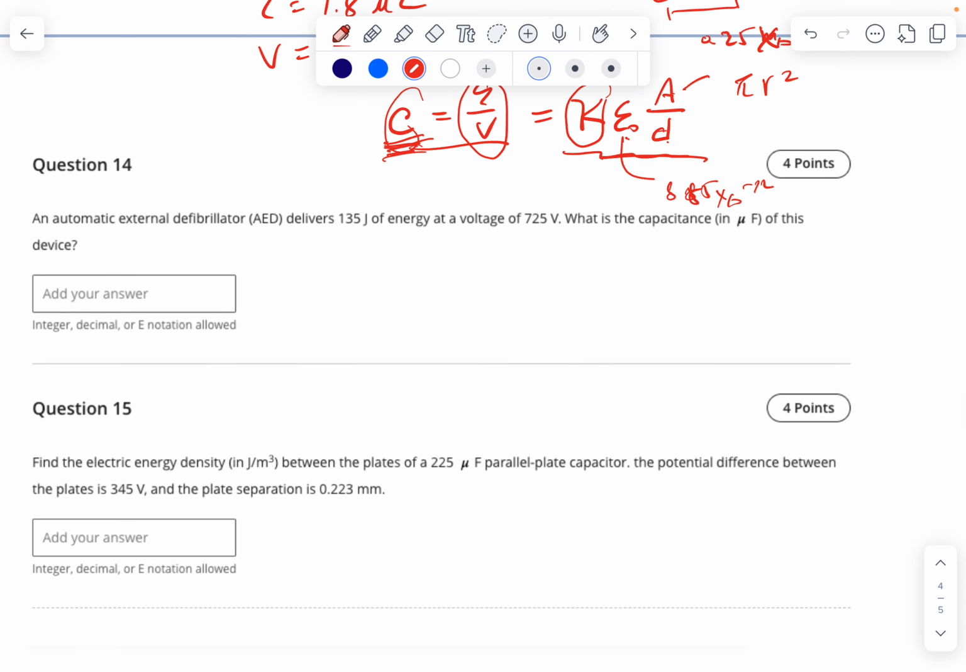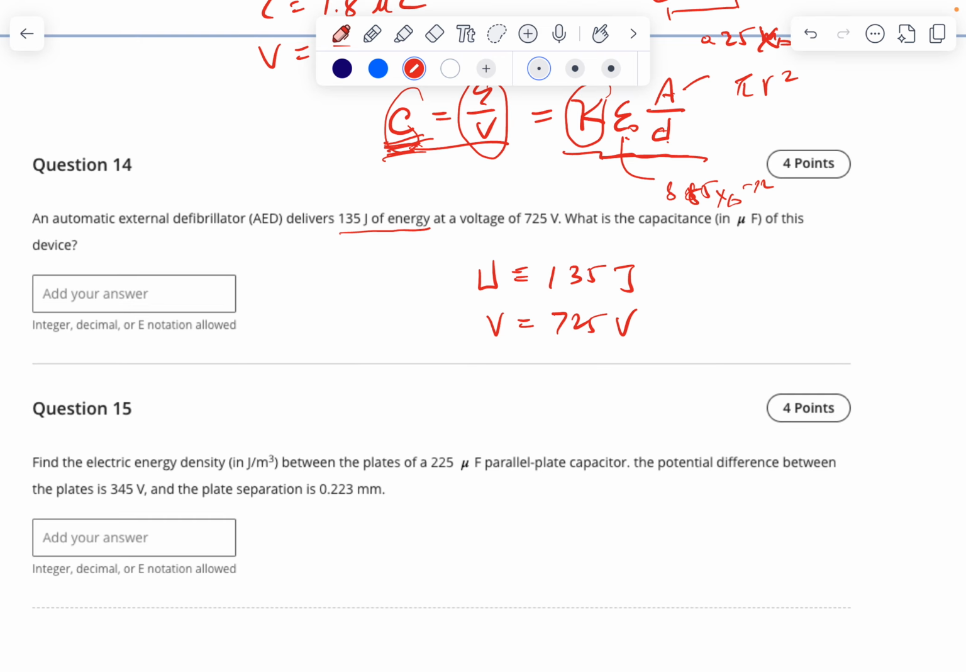Number 14, an automatic external defibrillator device delivers this much energy, right? So we know the energy, 135 joule at a voltage of this, V equals 725 volts. What is the capacitance of this device?